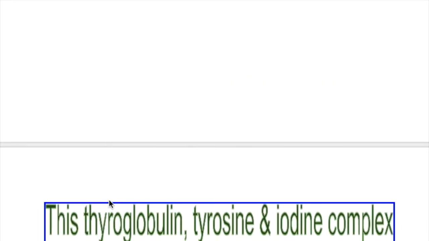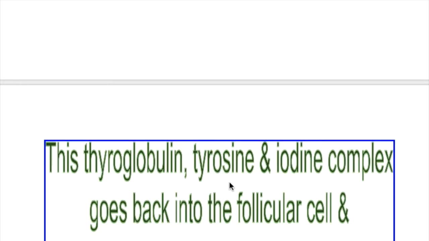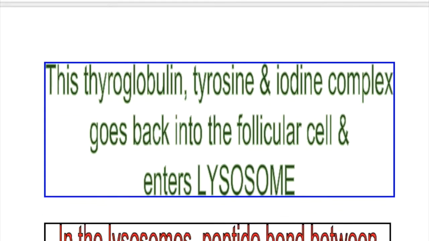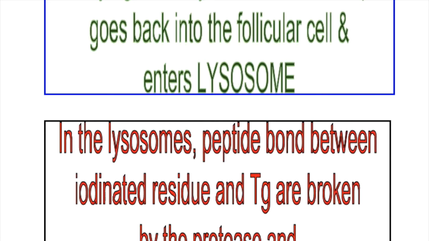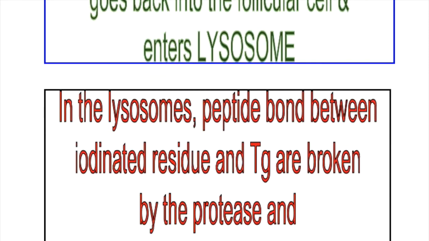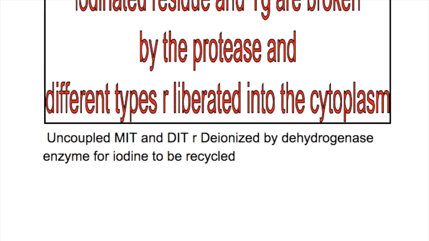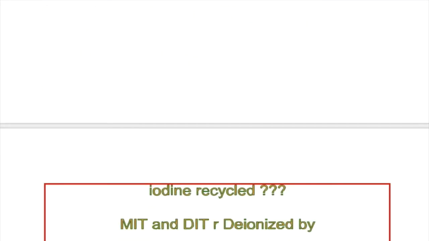And then what happens to this complex of thyroglobulin, tyrosine and iodine? How is thyroglobulin detached from the hormone? This thyroglobulin, tyrosine, iodine complex goes back into the follicular cells and enters the lysosome. And what happens in the lysosome? In the lysosome, peptide bonds between the iodinated residue and thyroglobulin are broken by protease, and thyroid hormones are liberated, and thyroglobulin is digested by the follicular cell. So what happens to the uncoupled monoiodotyrosine and diiodotyrosine? They are deiodinated by dehydrogenase enzyme for iodine to be recycled. This is how iodine is recycled.